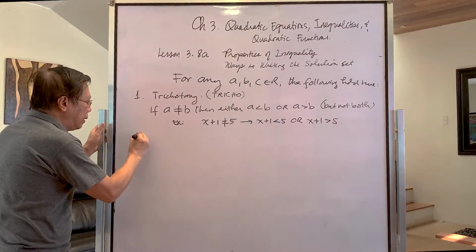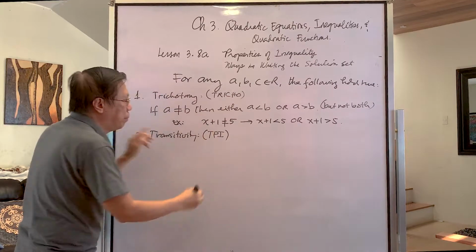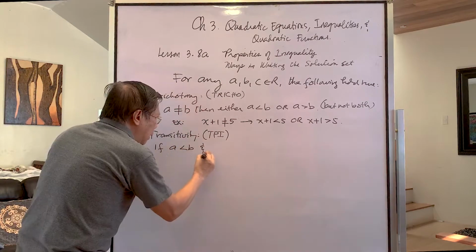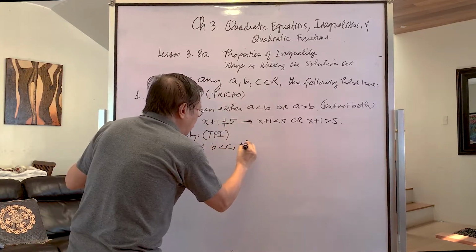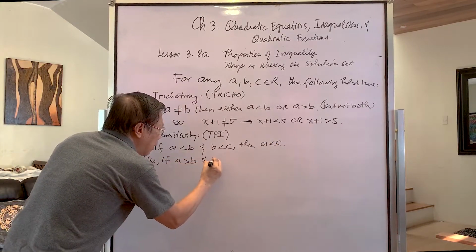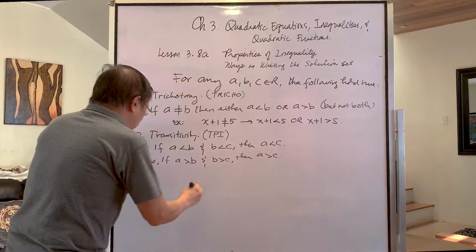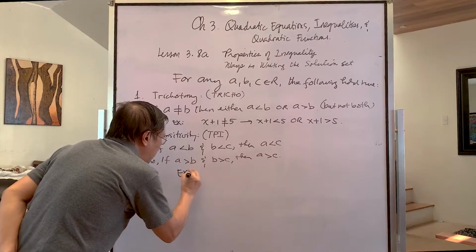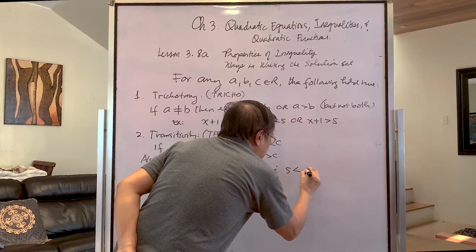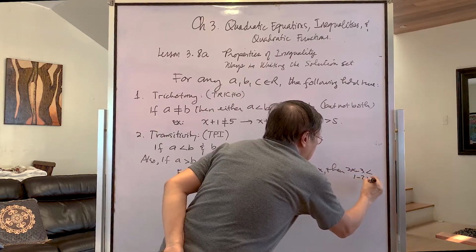The next property is transitivity. We'll abbreviate this as transitive property of inequality. This states that if A is less than B and B is less than C, then A should be less than C. Also, if A is greater than B and B is greater than C, then A is greater than C. Obviously, for example, if 2x minus 3 is less than 5 and 5 is less than 1 minus 2x, then 2x minus 3 is less than 1 minus 2x.